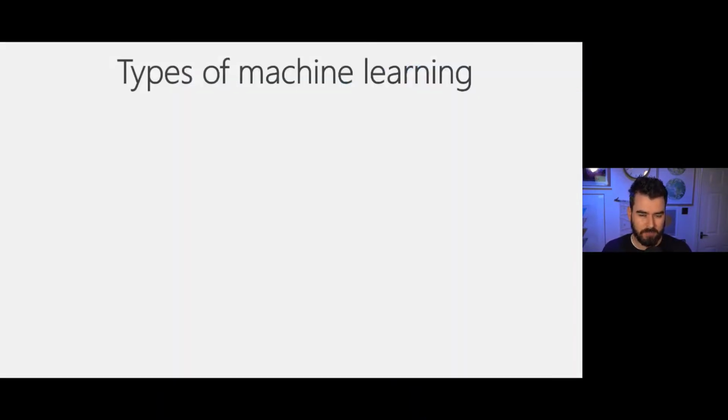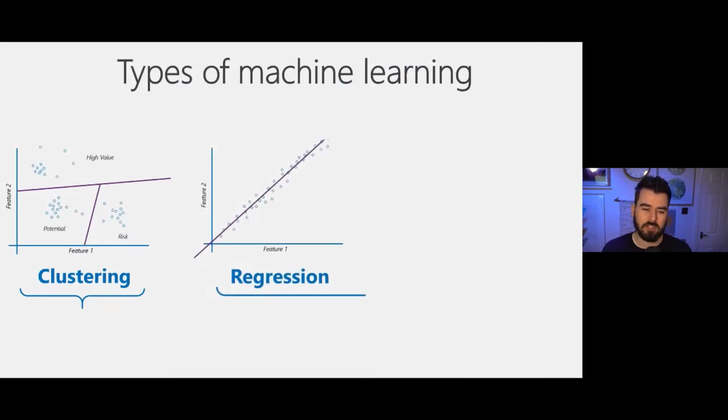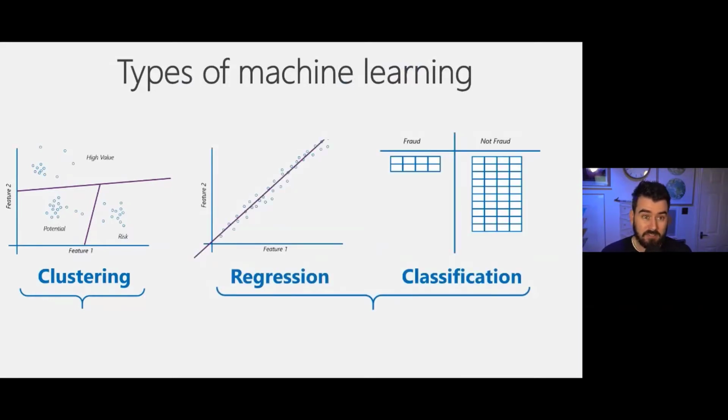Okay. So we touched briefly on clustering. We saw an example of regression. Another example might be classification, right? So whether or not something is fraud or not fraud, true, false, yes, no, right? A binary outcome, or it could be a multi-class or a multi-label problem as well.